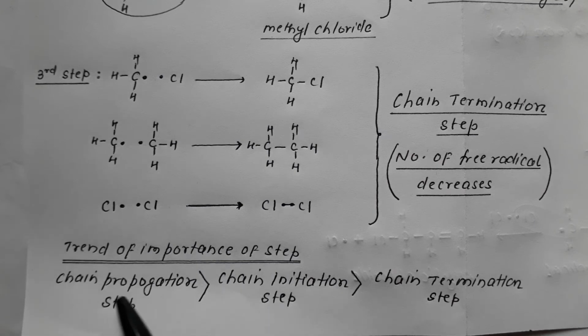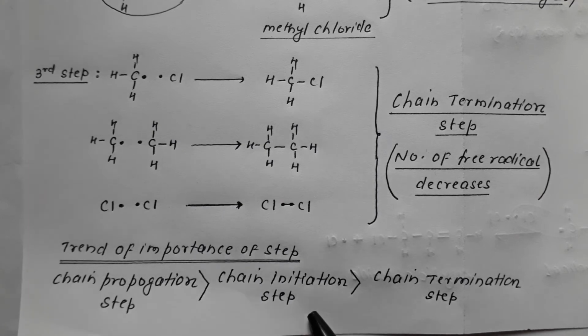So the longer the chain propagation step, the higher the possibility of getting the product. Therefore the most important step of the 3 is chain propagation. The longer this step, the higher the possibility of getting the product. More and more product would be formed. The second important step is chain initiation.